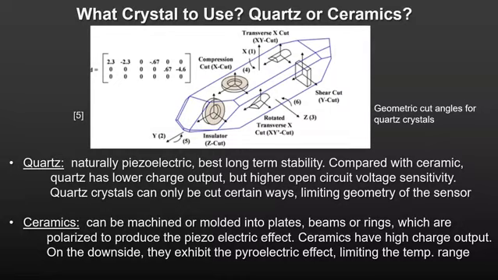Its biggest disadvantage is that it can only be cut in certain geometries, limiting the designs of the sensor. I suppose this problem is similar to producing diamond jewelry, but at a heck of a lower cost. Ceramics can be machined or molded into a variety of plates, beams, and annular rings, which are then polarized to produce the piezoelectric effect. This provides good dimensional flexibility.